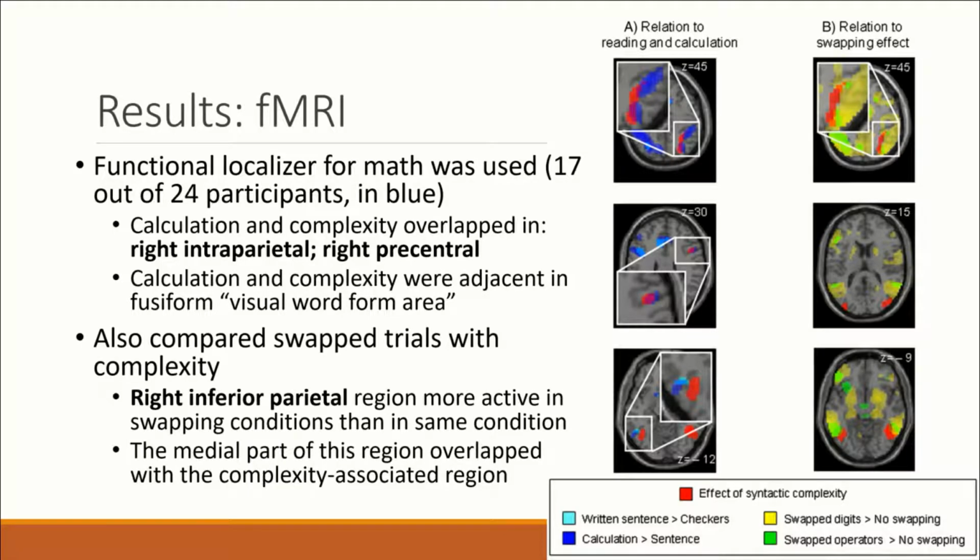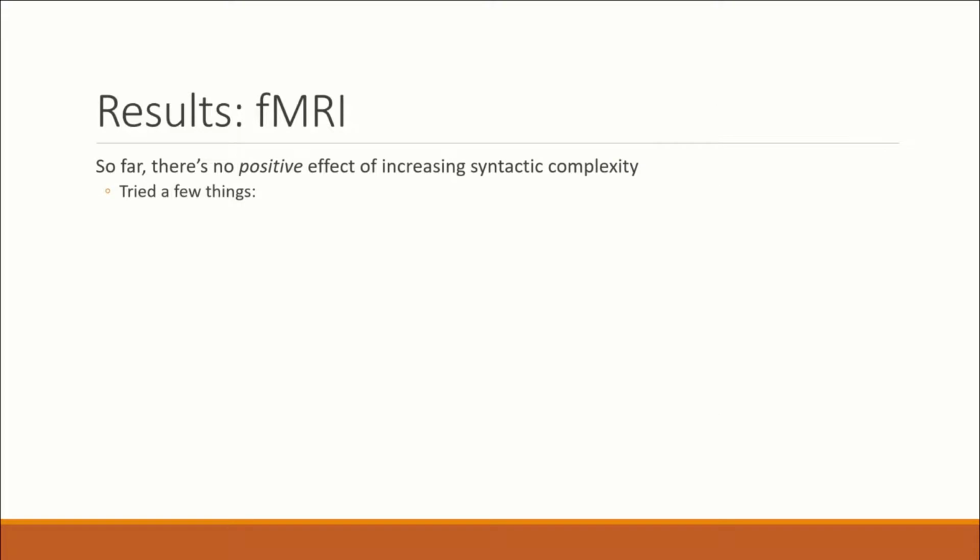Here they found that the right inferior parietal region was more active in both of the swapping conditions than in the same condition, and also that the medial part of this region overlapped with the complexity associated region. So far in their analyses, the researchers had not found a region of the brain that was positively associated with increasing syntactic complexity. So they try a few more things.